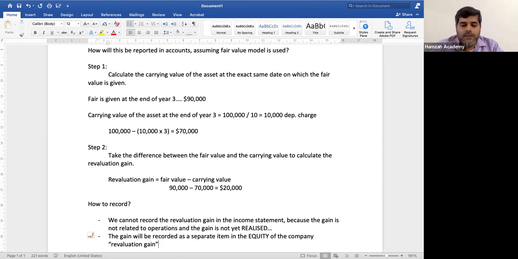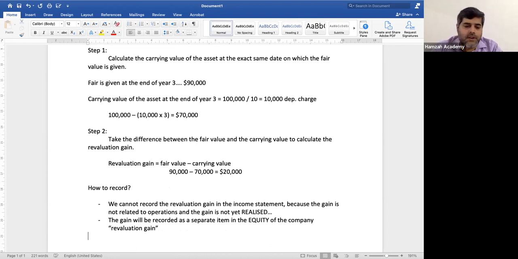Okay. So this is a revaluation gain. Now, how to record it? Obviously, we are already talking about that. How can we record this revaluation gain? Technically speaking, how are we going to record it in our accounts?